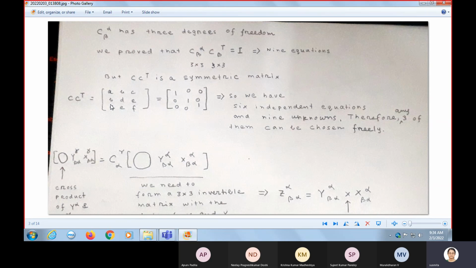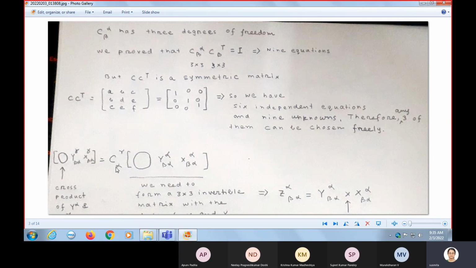So actually we have 6 different equations, 6 independent equations and 9 unknowns. Here we have 9 unknowns and 6 independent equations. So 3 of the unknowns we can choose freely. So this is another way of proving that it has 3 degrees of freedom. Once we choose any 3 elements, the other 6 elements are automatically defined by these 6 independent equations. So they are constant. This is why we can say that the coordinate transformation matrix has 3 degrees of freedom. Okay.